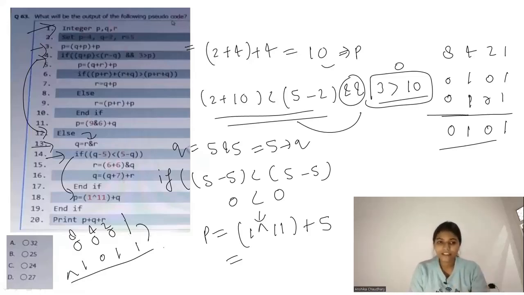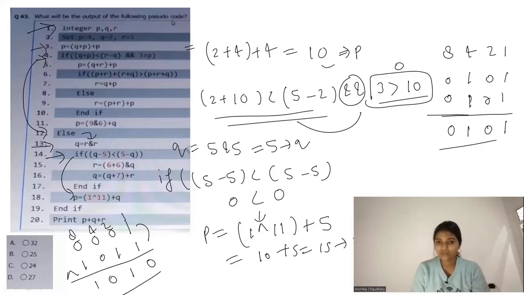So 1 and 1 are the same, so it will give us 0. 0 and 1 are both different, so it will give us 1. 0 0 both are the same, so it will give us 0. 0 1 1 both are different, so it will give us 1. So what is it? It is 10. Okay, so it will be 10 plus 5, so it will become 15.